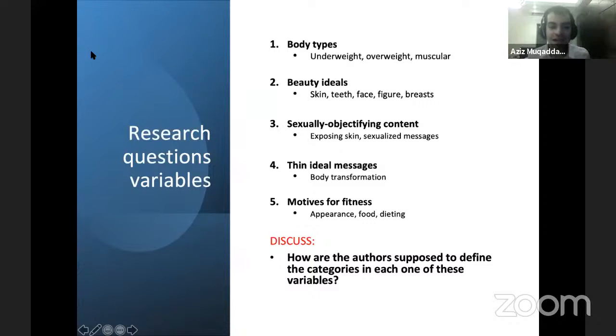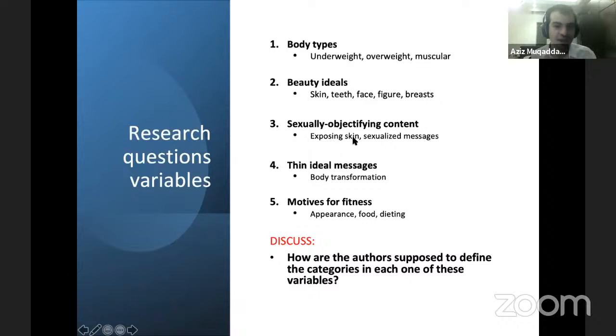Yeah, so Lily is absolutely right. What the authors need to do, or what you need to do if you are conducting a similar research, is to go step by step and define or tell us exactly how you define each one of these categories. What qualifies as underweight? What qualifies as overweight? What qualifies as muscular?